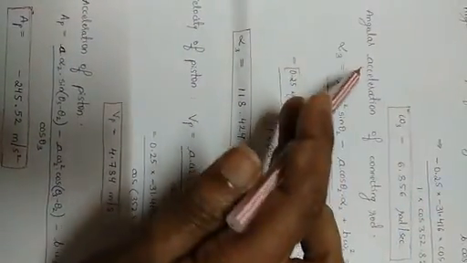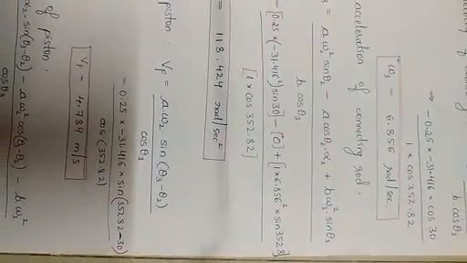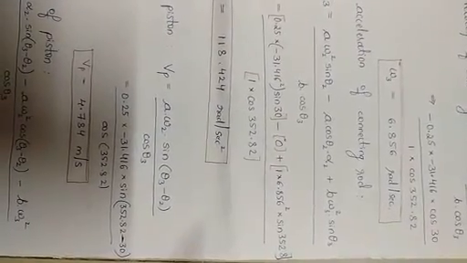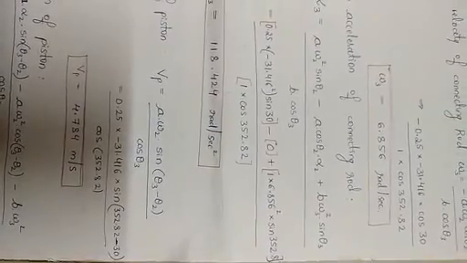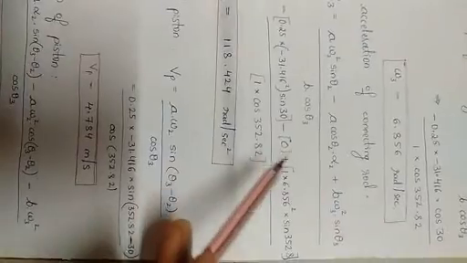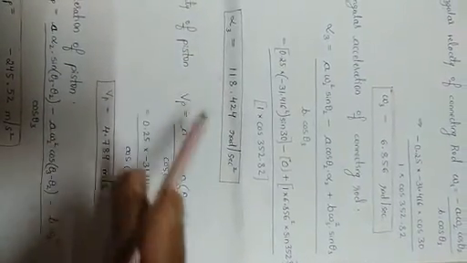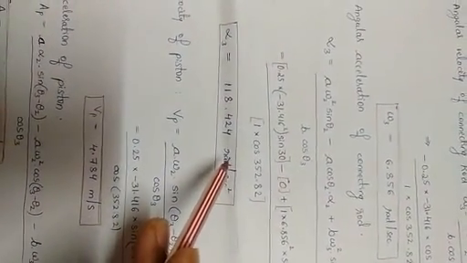Then find the angular acceleration of connecting rod. After finding angular velocity, find angular acceleration using this formula: A omega 2 square sin theta 2 minus A cos theta 2 into alpha 2 plus B omega 3 square sin theta 3, whole divided by B cos theta 3. Apply the given values, then you'll get alpha 3, the angular acceleration of connecting rod, equal to 118.424 radian per second square. So this is the angular acceleration of connecting rod.